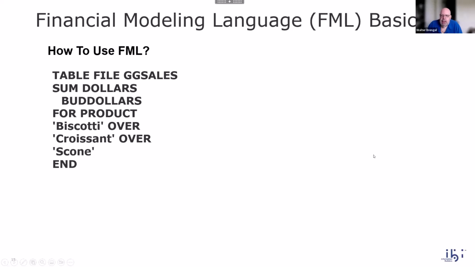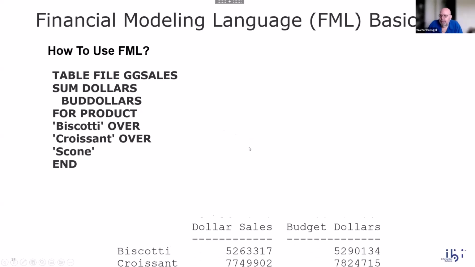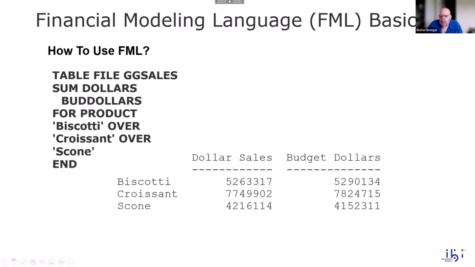Here's the code that gets generated, sum dollars, budget dollars. Notice it says for product as opposed to by, because remember we clicked on that for item once we selected product, and then we have the 3 products that we selected and dragged over. So here's my output: biscotti, croissant, scone, and the values. But notice that there are only 3 values, and we have a lot more products than that in the GG sales product. So why is that? Why are there only 3 rows of output?